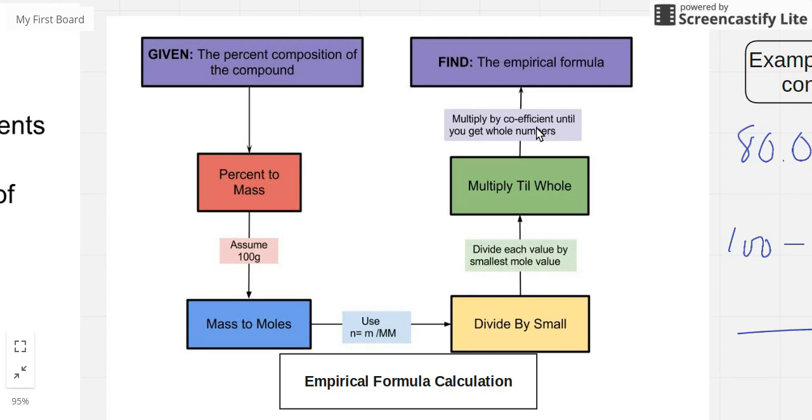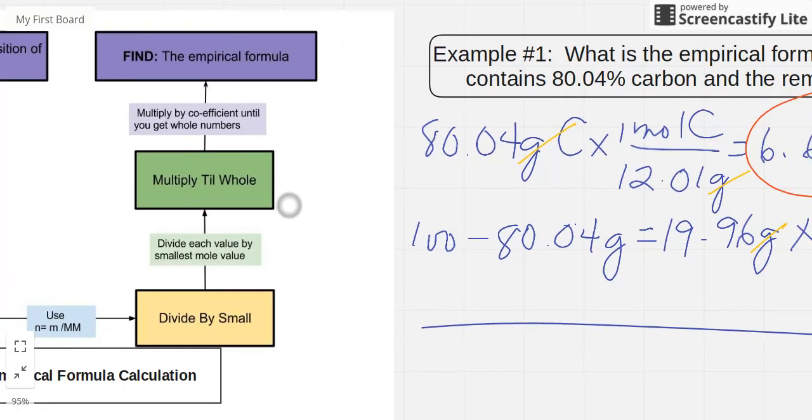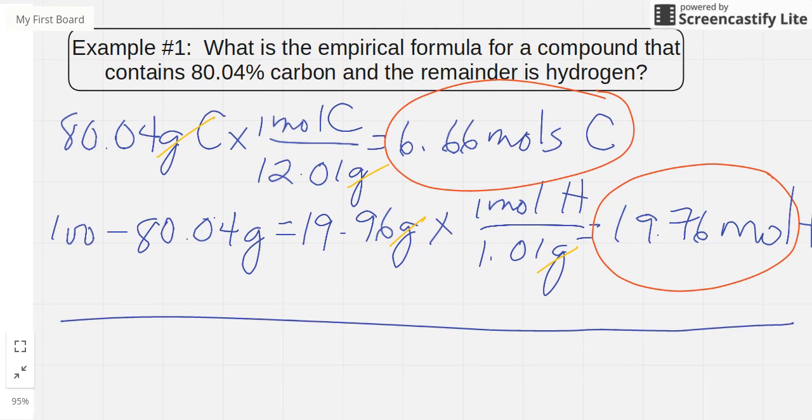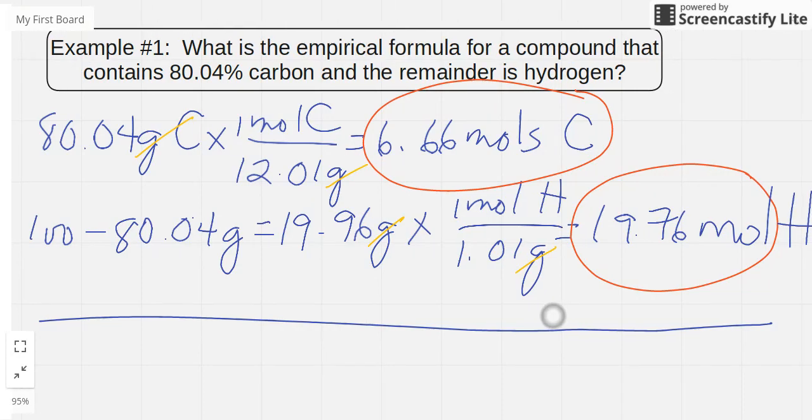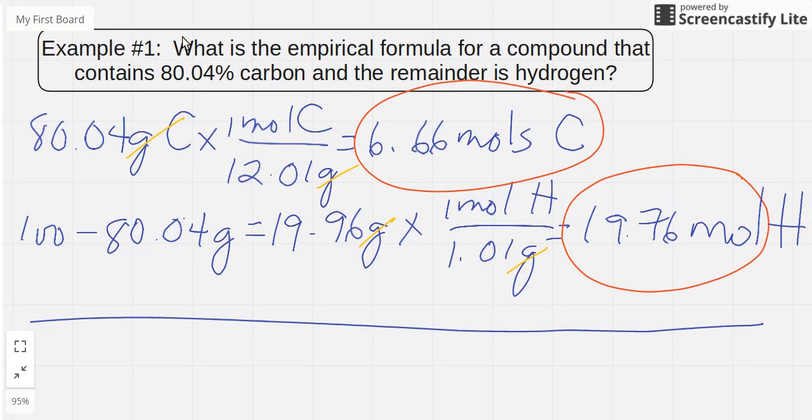Now, to put this into action, we're going to discuss one example on getting the empirical formula of a compound that contains carbon and hydrogen. The question says, what is the empirical formula for a compound that contains 80.04% carbon and the remainder is hydrogen? The first step is we need to look at how many carbon we have. You have to have the mass, which we just get by removing the percentage sign and making it grams. So we have 80.04%, which will become 80.04 grams of carbon.